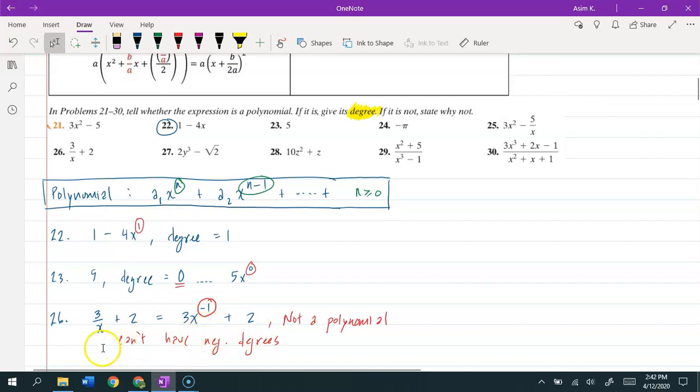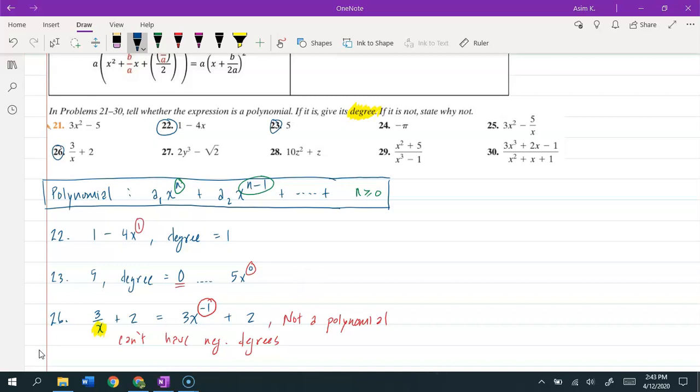And what I usually tell students is whenever you notice, and this is the informal way of looking at it, there is an x or an x squared, whatever, in the denominator, that's not going to work for you. Because if you were to bring that x to the top, then it would have a negative exponent on it. So x's in the bottom are a big no-no, and therefore this is not considered a polynomial. All right, so we've done 22, we've done 23, we've done 26.